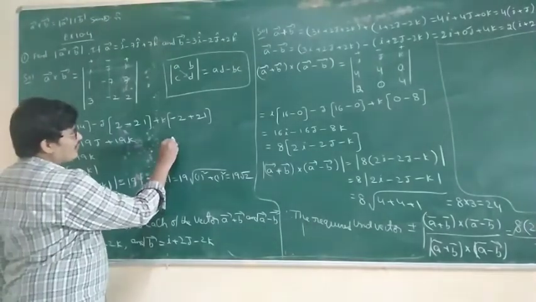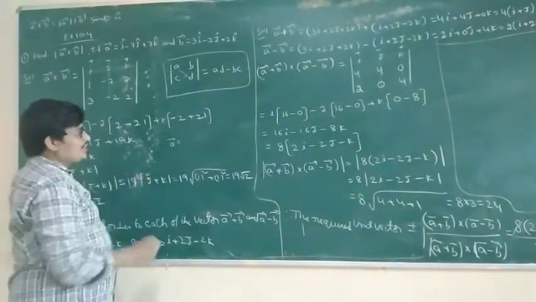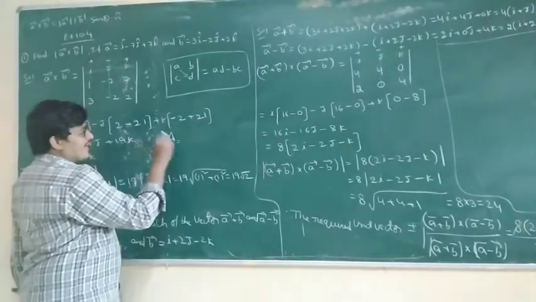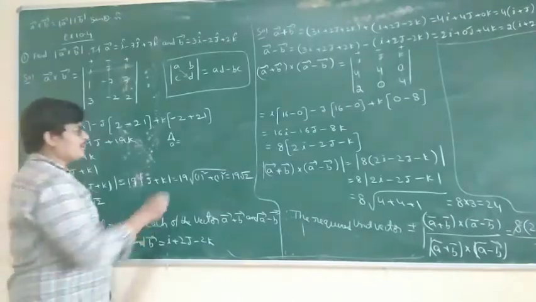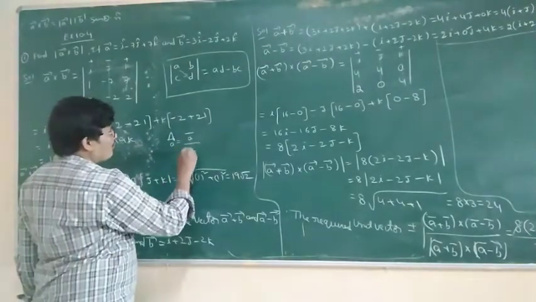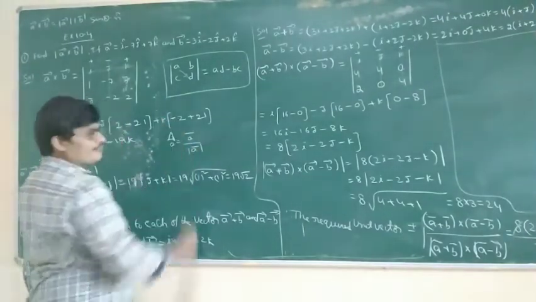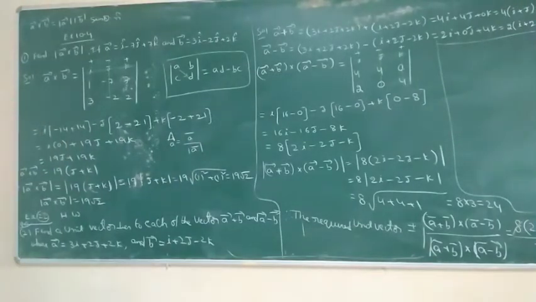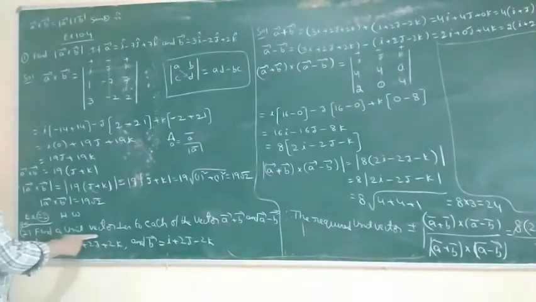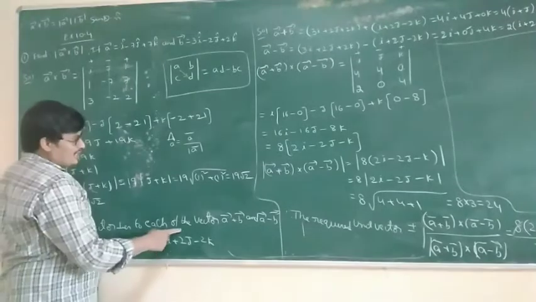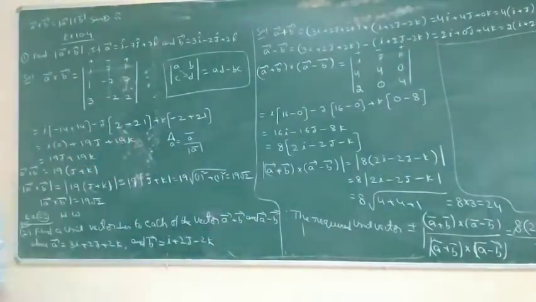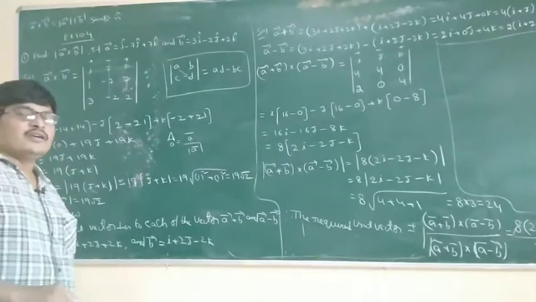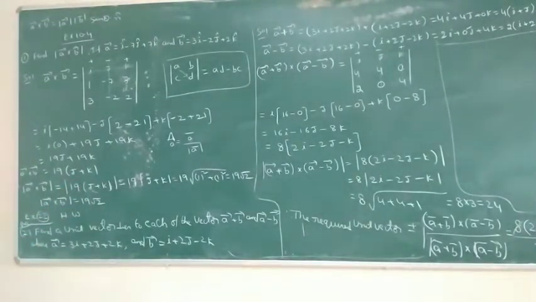The unit vector of a bar is denoted by a cap. That formula is a bar by mod a bar. Here a bar is what? Find the unit vector perpendicular to each of a plus b and a minus b. a plus b and a minus b are vectors, and we need the perpendicular unit vector.